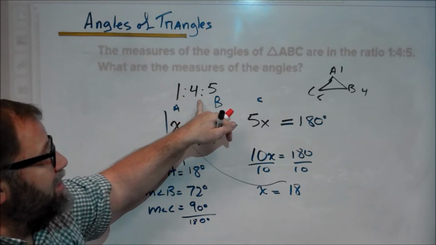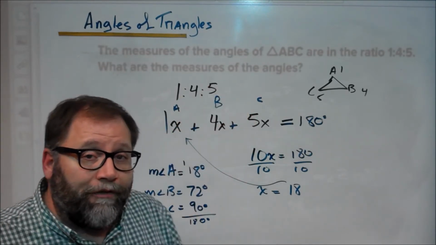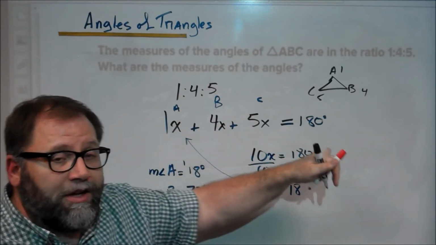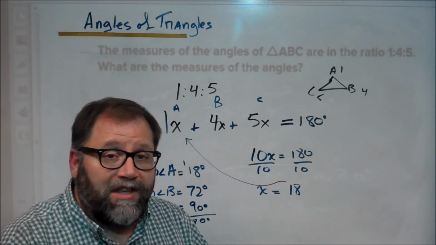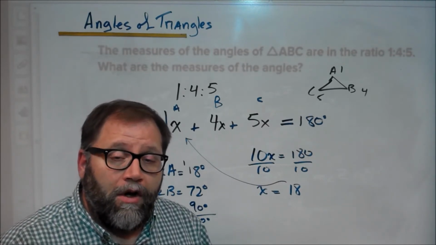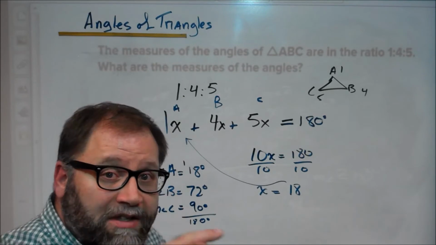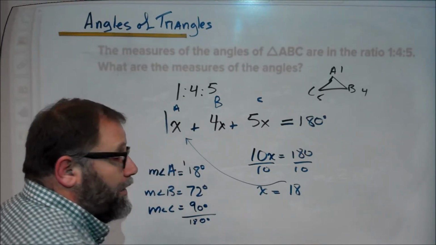We ascribe the x value with each of these, the coefficient being if it's more than 1, and then we're setting it equal to 180 so that we can solve for x and then figure out what the three angles are. Okay, now there's one more concept that's a step beyond what we've been doing here.